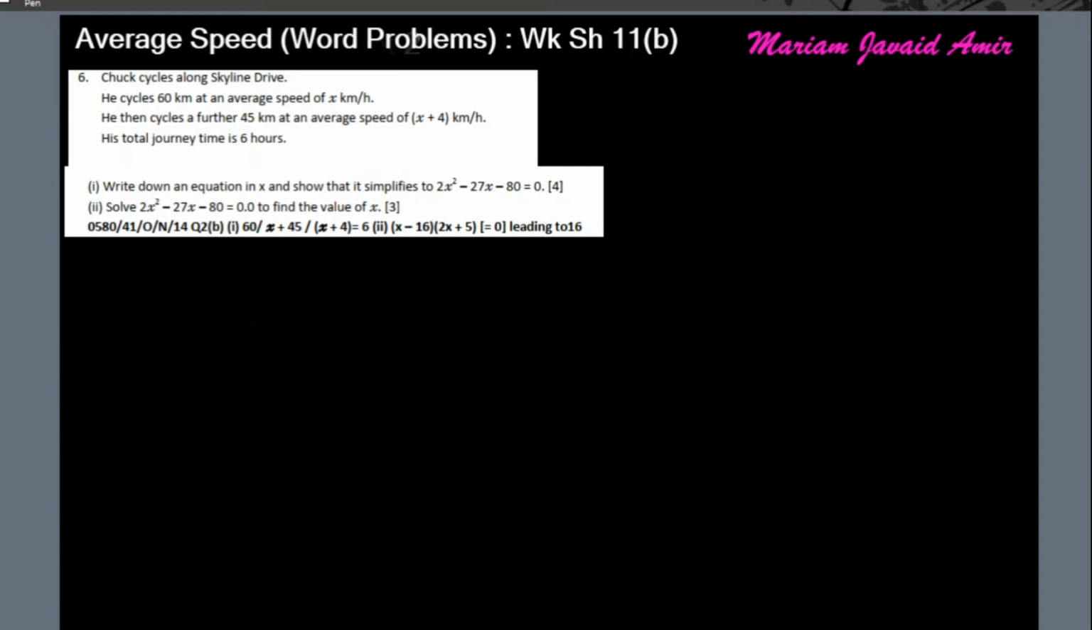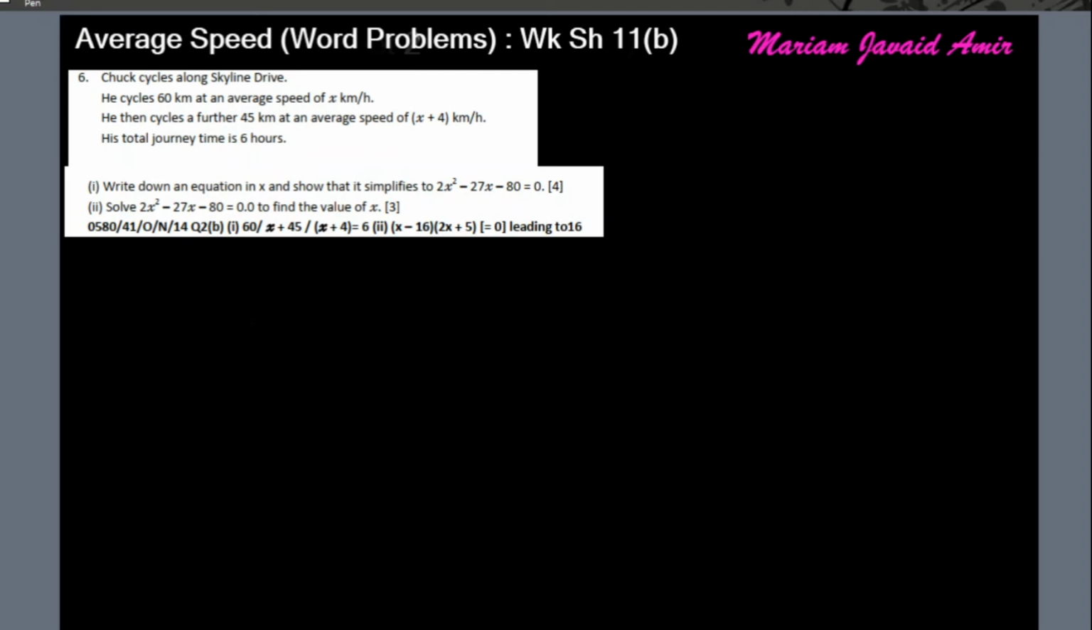Question number 6. Chunk cycles along Skyline Drive. He cycles 60 km at an average speed of x km per hour. He then cycles a further 45 km at an average speed of x plus 4 km per hour. His total journey takes 6 hours. Write down an equation in x and show that it reduces to the given equation.